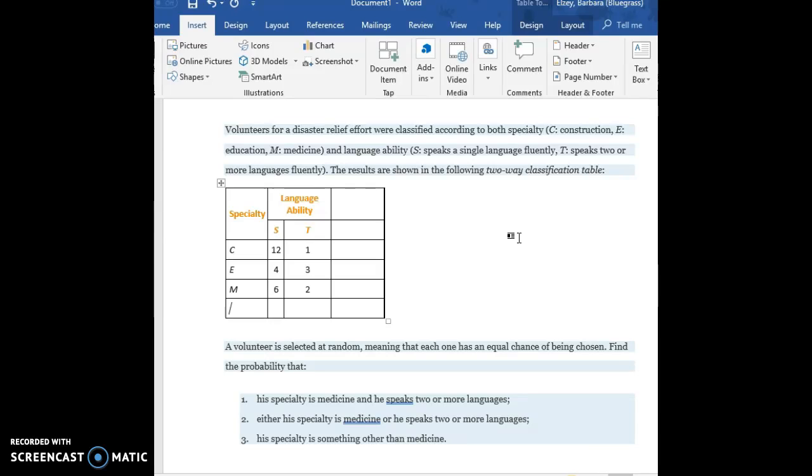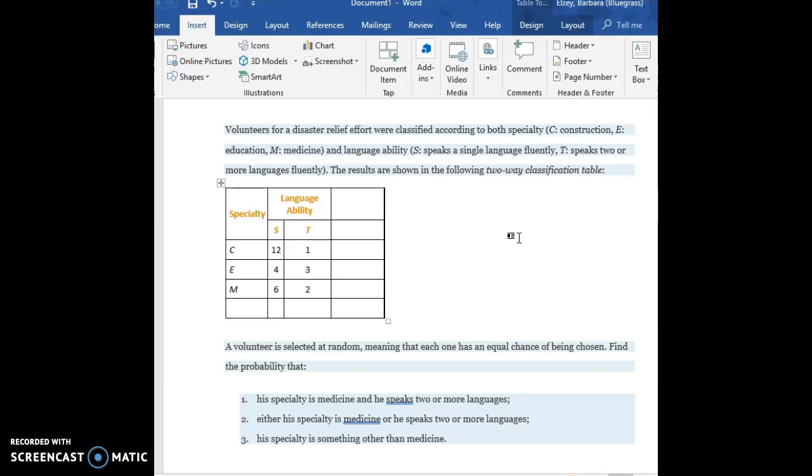Volunteers for a disaster relief effort were classified according to both specialty, C being construction, E being education, and M being medicine, and language ability. S, they speak a single language fluently. T, they speak two or more languages fluently. The results are shown in the two-way classification table.